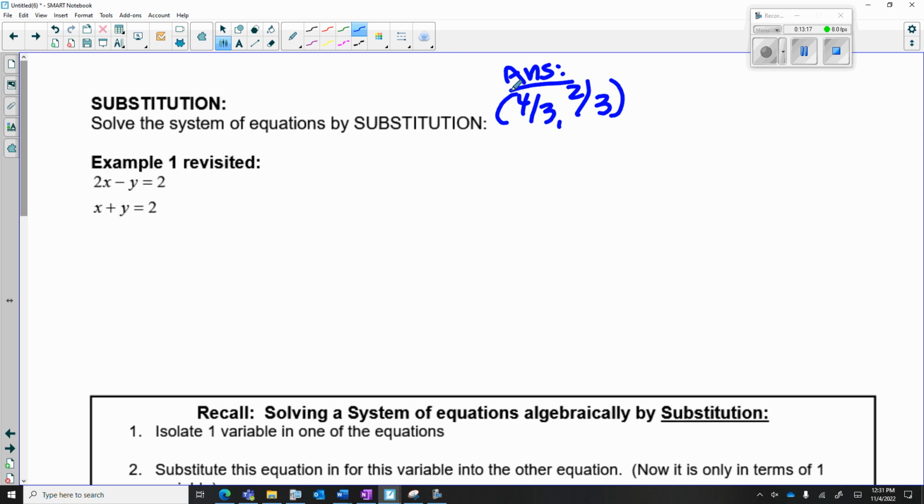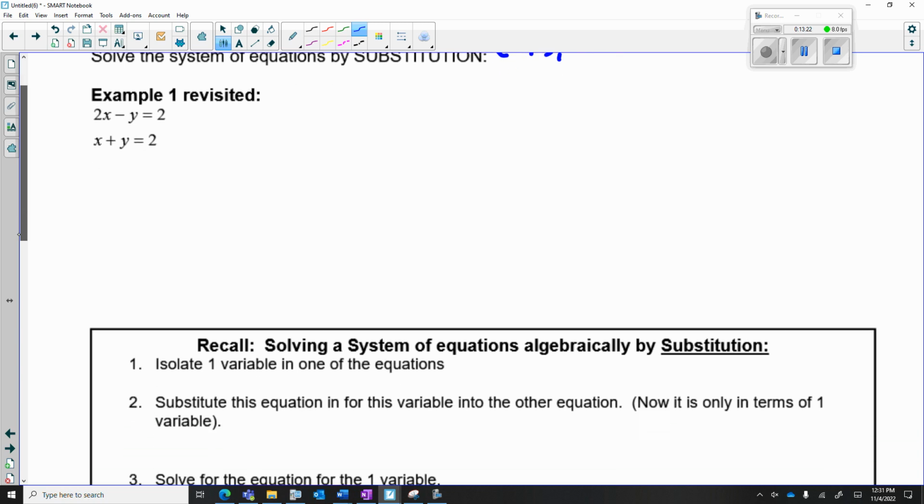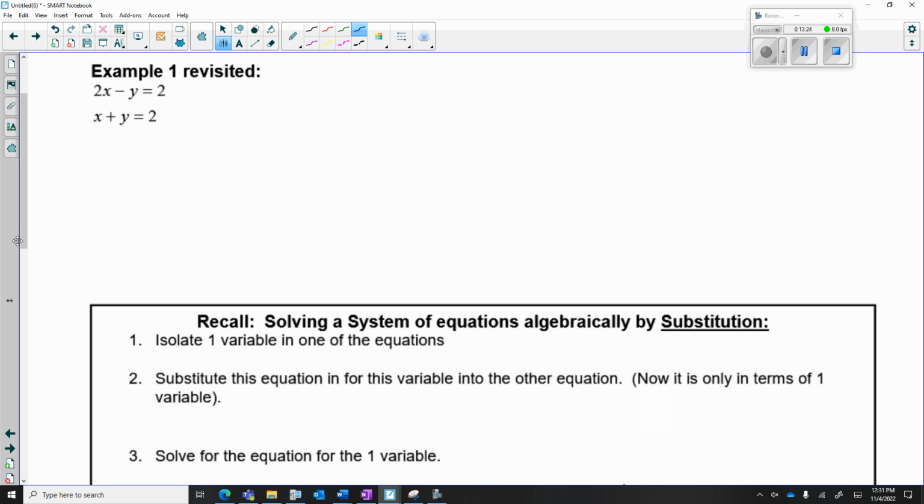So substitution. To substitute, if you look below, we have some steps here. It says isolate one of the variables in one of the equations.